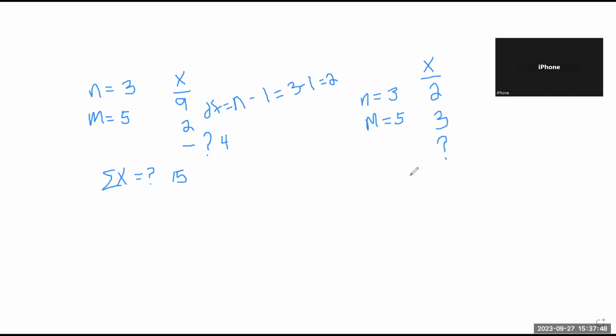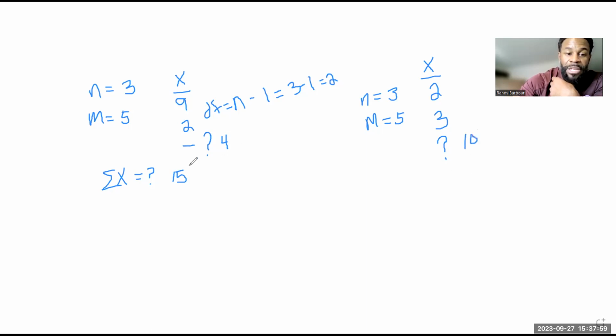Is it, I don't know. Is it 10? It is 10. Absolutely, it's 10, right? Because I still have to equal this 15, right? In order to get 15 divided by 3 gives me 5, I have to have 10.